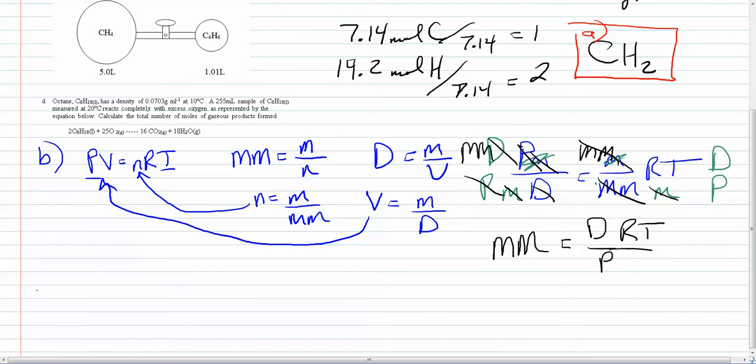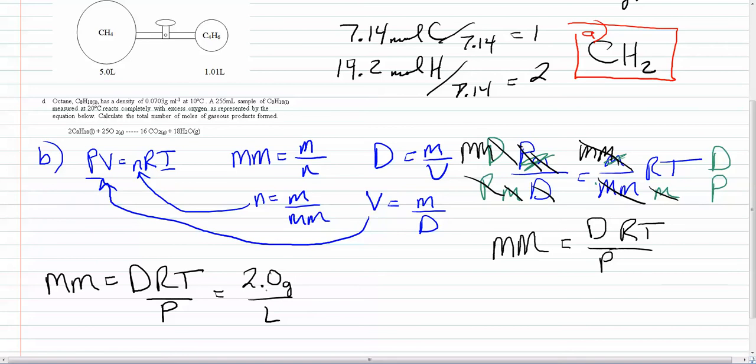So now all we have to do is plug all the numbers in. Let's just rewrite that one more time. Molar mass equals dRT over P. Now I really suggest pushing the variables together before you try to plug numbers in. So in this case, we know that density is 2.0 grams per liter.